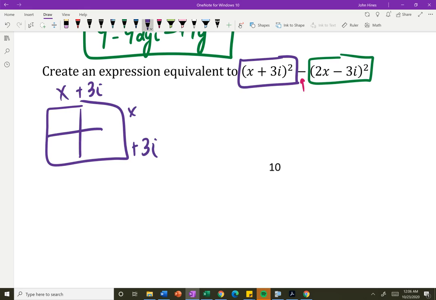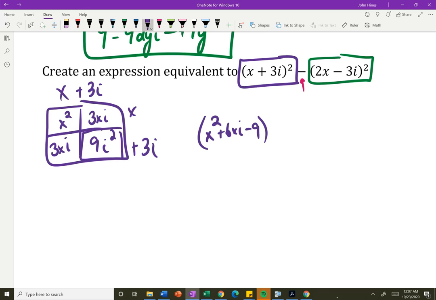Again, you should be getting somewhat faster at these now. x squared, 3xi, 3xi, oh careful, 9i squared. So that purple piece really becomes what? That purple piece is really x squared plus 6xi. Ooh, what's really down here? Negative 9. Minus whatever I get in my green parentheses.